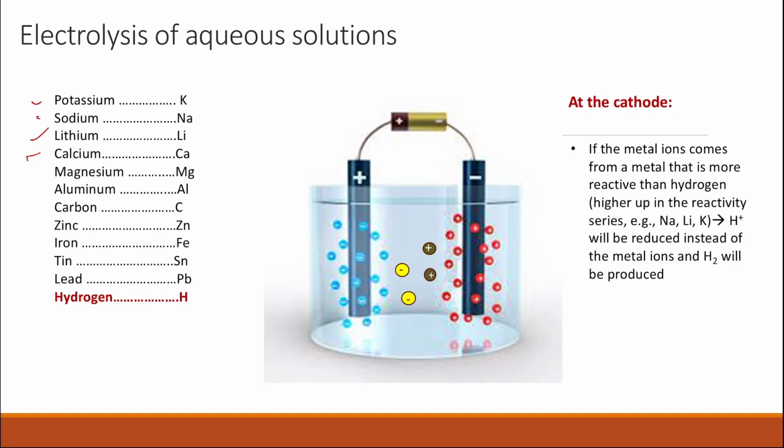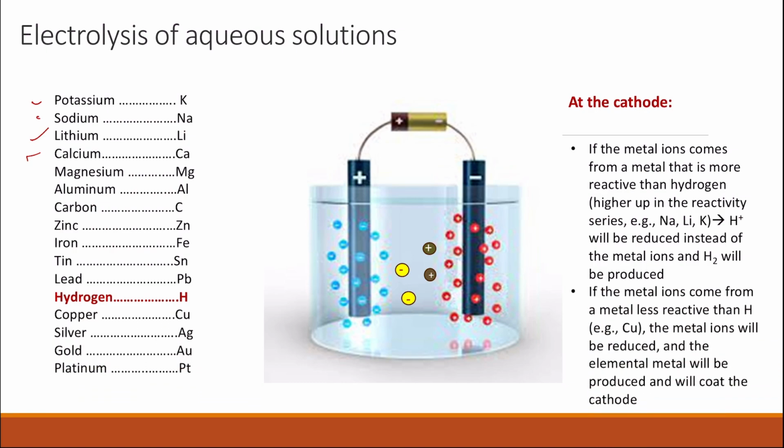So the hydrogen ion is the one that's going to react, and then hydrogen as an element will be produced at the cathode. And then if we have a metal that is less reactive than hydrogen, lower than hydrogen in the reactivity series, like copper, here it's lower than hydrogen, then this metal will have the preference to be reduced at the cathode. In this case, the elemental metal will be produced and it will coat the cathode.